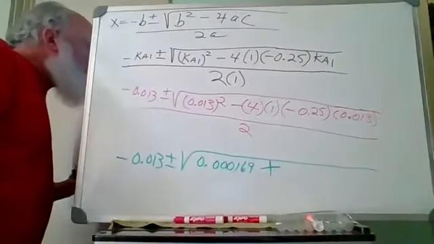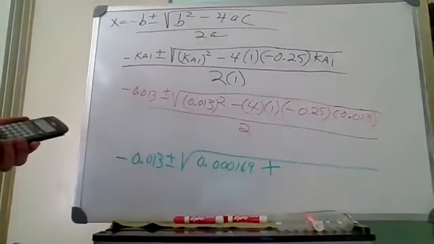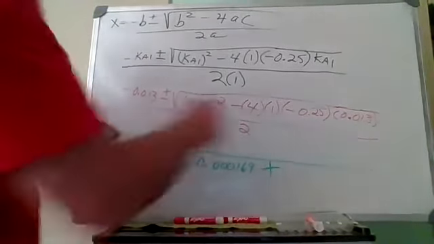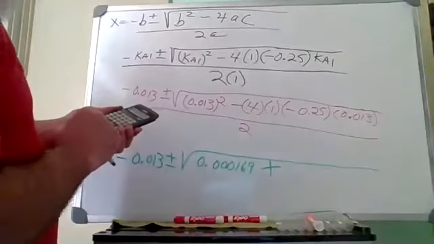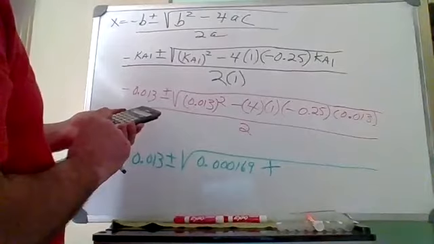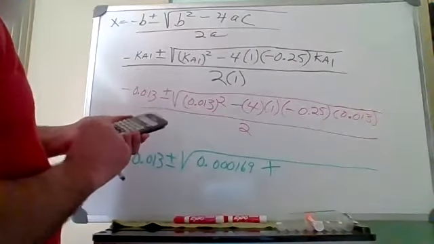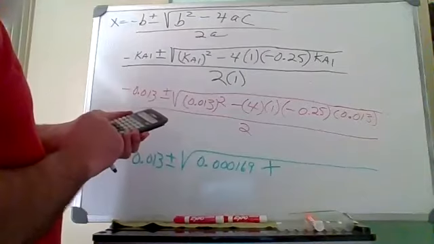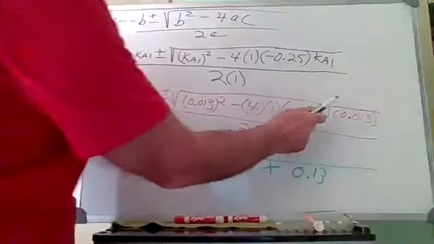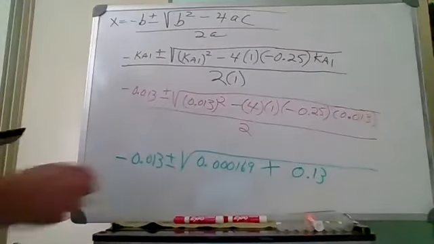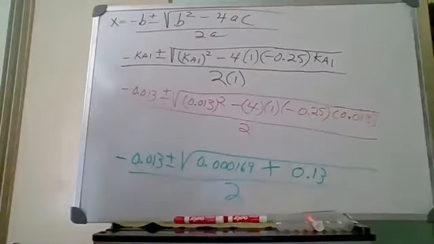I'm going to put this into my memory, store 1. And let's see. 4 times 0.25 times 0.013 equals 0.013. 4 times 1/4 is 1. All right, all divided by 2. Okay, does everybody have that?